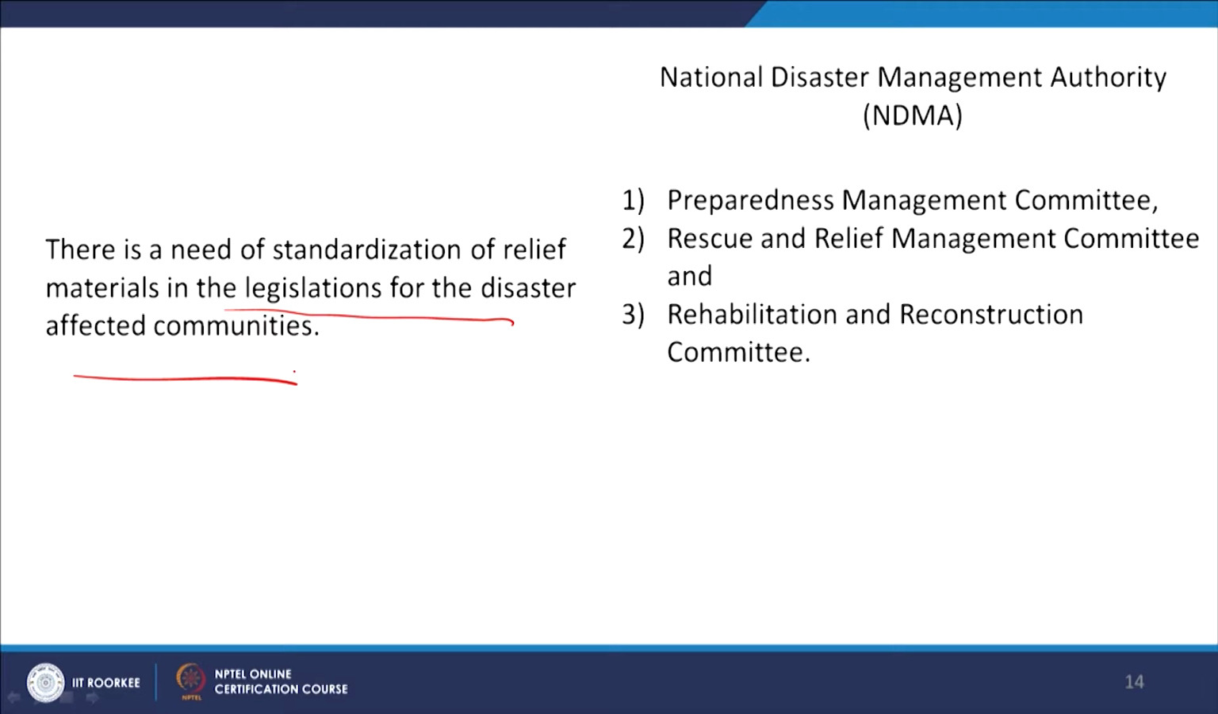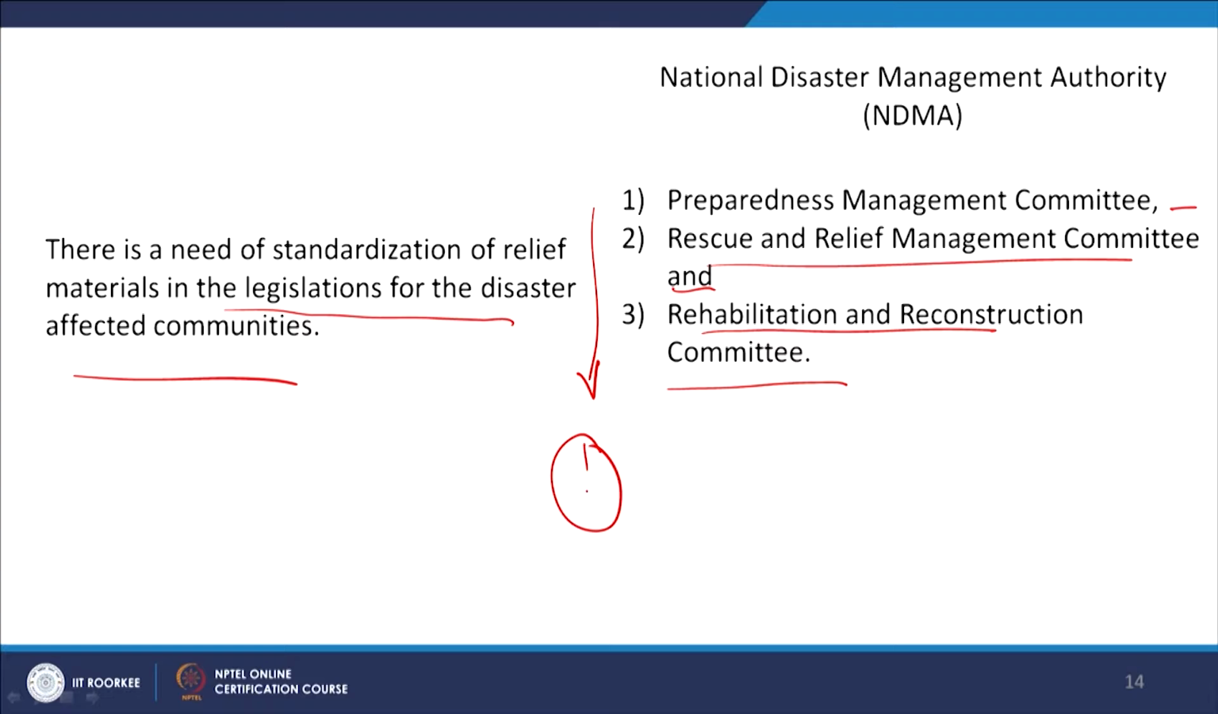Then we talk about the National Disaster Management Authority, we call the NDMA, which again focuses on the Preparedness Management Committee. It has subcommittees: Preparedness Management Committee, Rescue and Relief Management Committee, and Rehabilitation and Reconstruction Committee. So this is going with the time process of it.